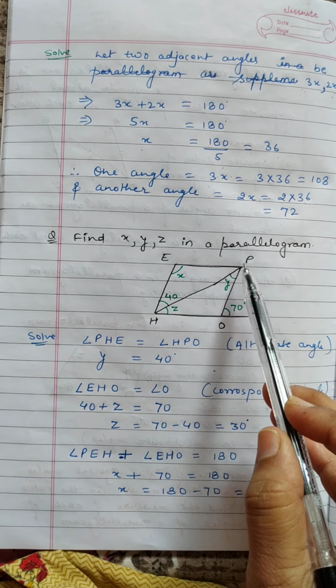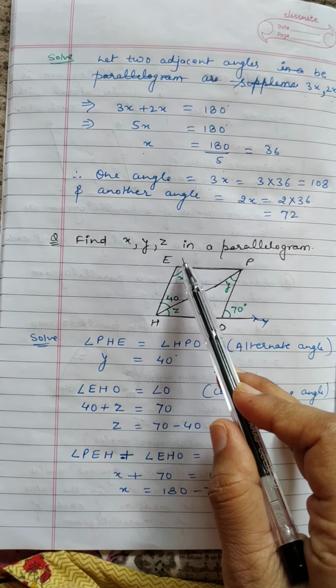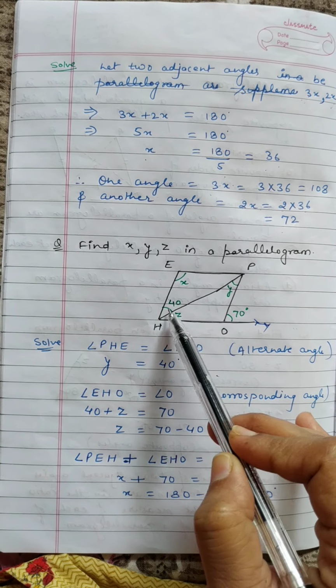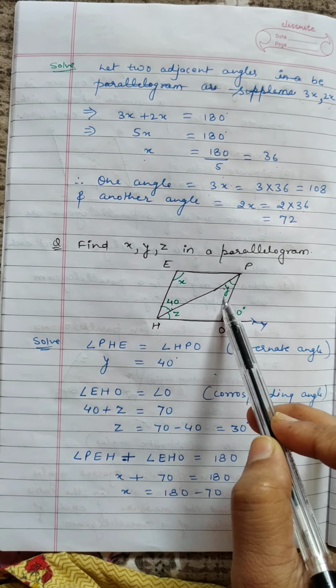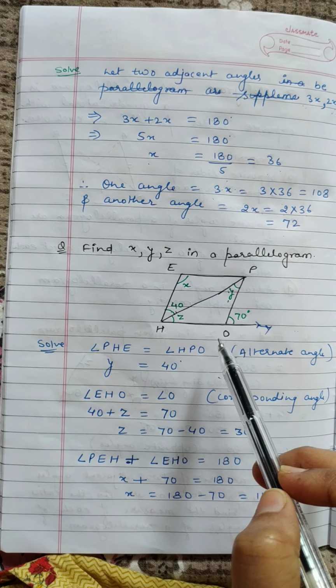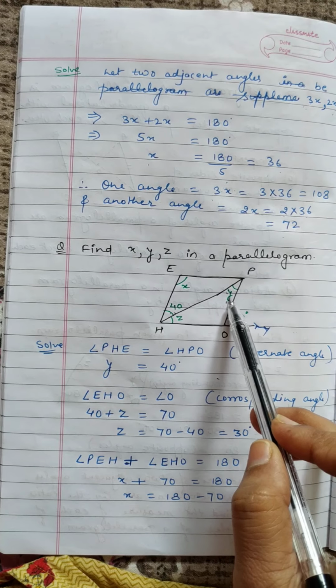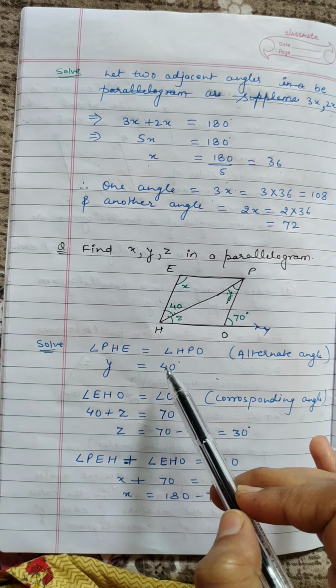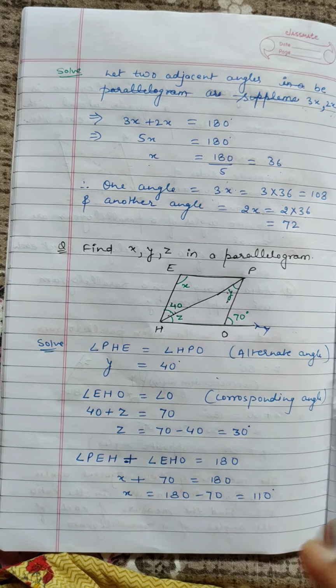PHE is equal to HPO. Both are alternate angles because in a parallelogram opposite sides are parallel to each other. So both are alternate angles, and alternate angles are equal. So Y is equal to 40, alternate angles.